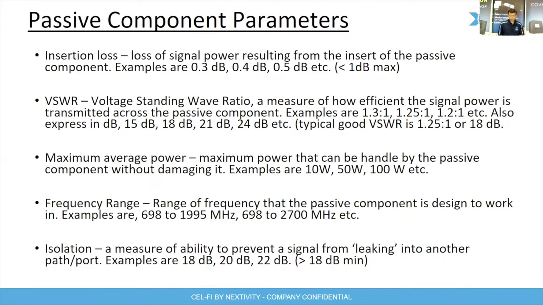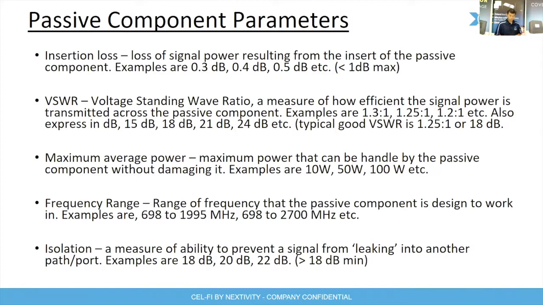The next important metric we look at is the VSWR, voltage standing wave ratio. VSWR just tells you how efficiently the power travels across the passive device, right? In a practical case, the power is not 100% transferred from the input to the output. There is always some power being reflected at the input port. So VSWR tells you that. VSWR is usually expressed in two different formats, either in a ratio format or in a dB format. In ratio format, we try to look for it to be as low as possible.